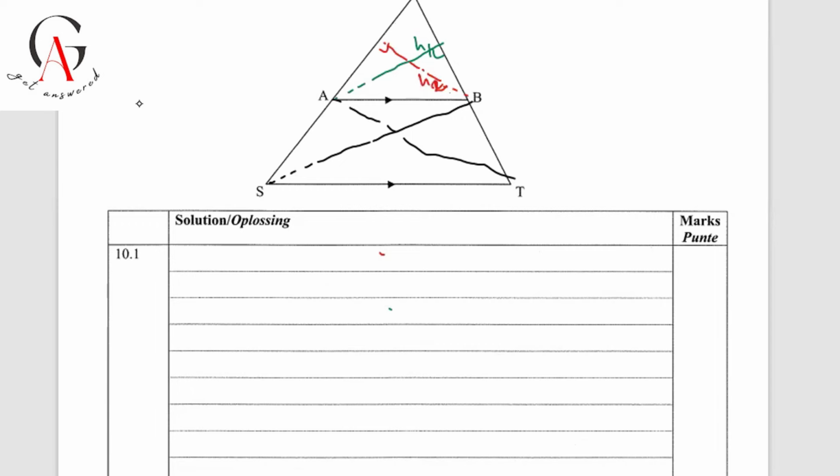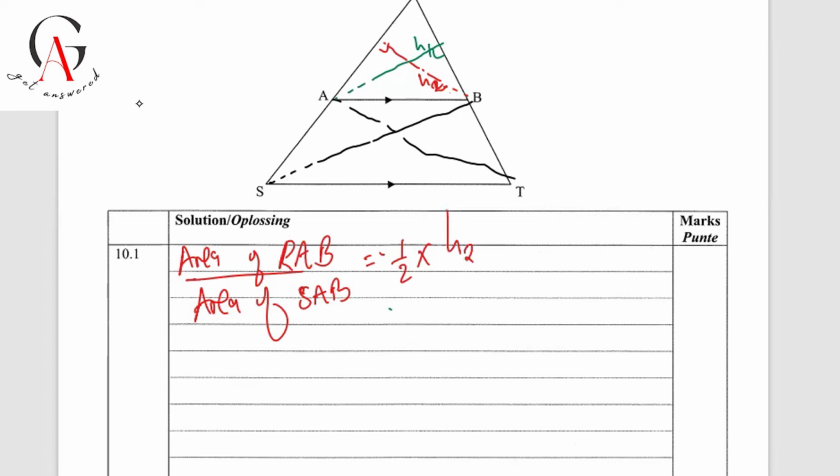Okay. So I'll start by using the areas and say that the ratio of the area of RAB over the area of SAB. RAB, SAB. So that's going to be a half times, I'm using H2, multiplied by AR or RA, over half times the same H2 multiplied by AS. You cancel the half and the H2, which means AR over AS or RA over AS.